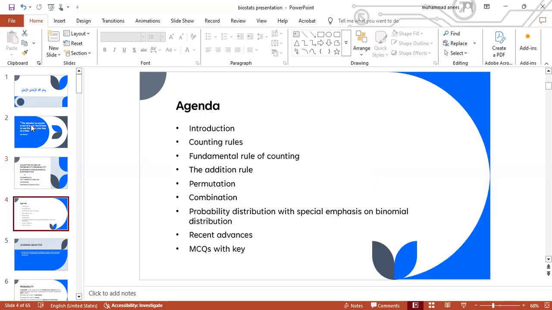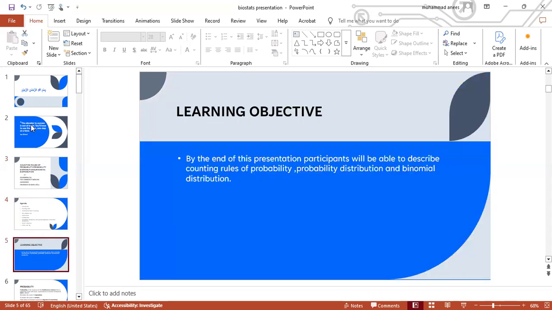The agenda of today's meeting will be introduction, counting rules, which include the fundamental rule of counting, the addition rule, permutation, combination, probability distribution types, with special emphasis on binomial distribution, recent advances, and MCQs with key. By the end of this presentation, participants will be able to describe these terms, counting rules of probability, probability distribution, and binomial distribution, and answer the MCQs.